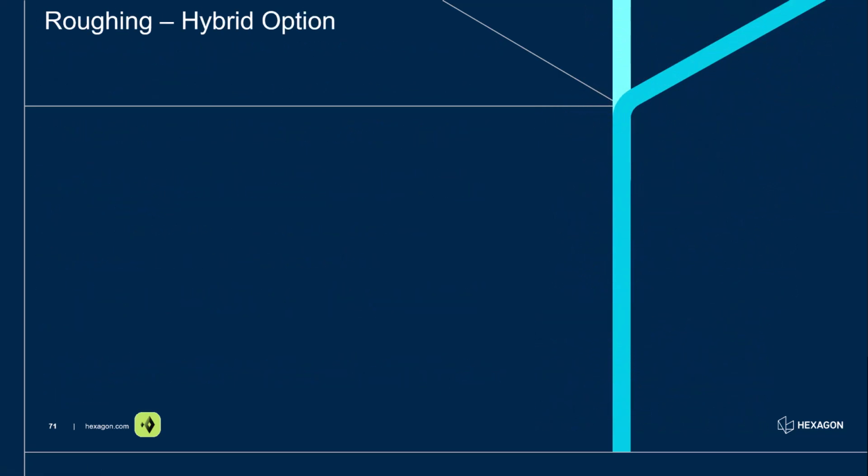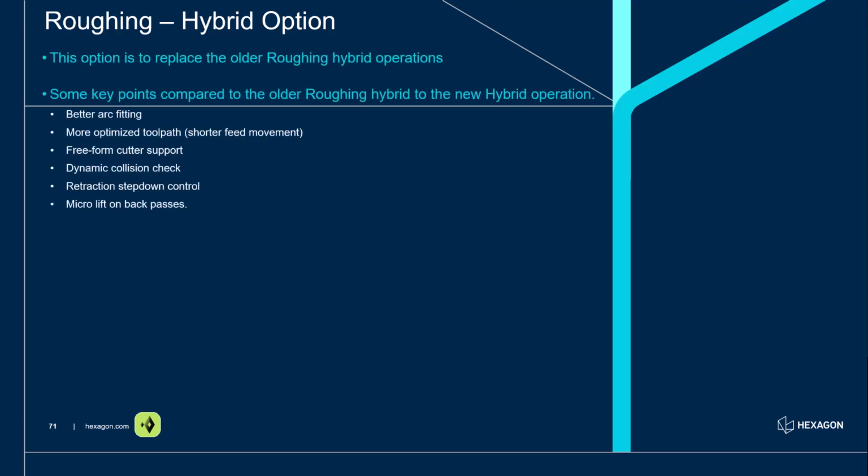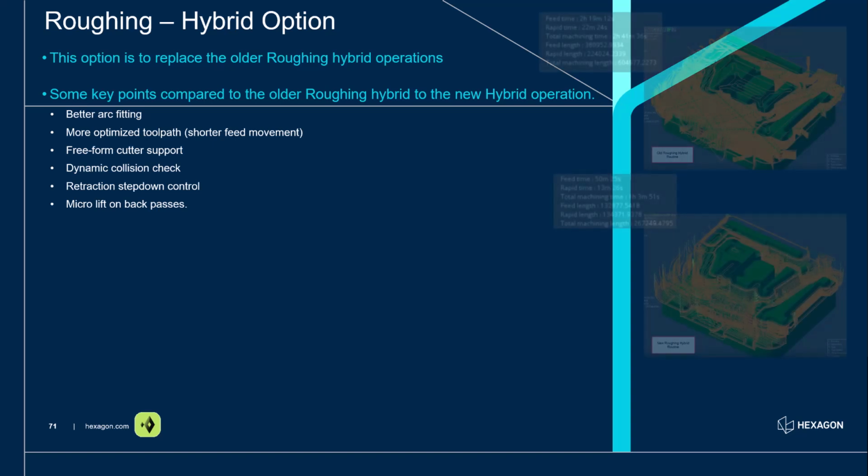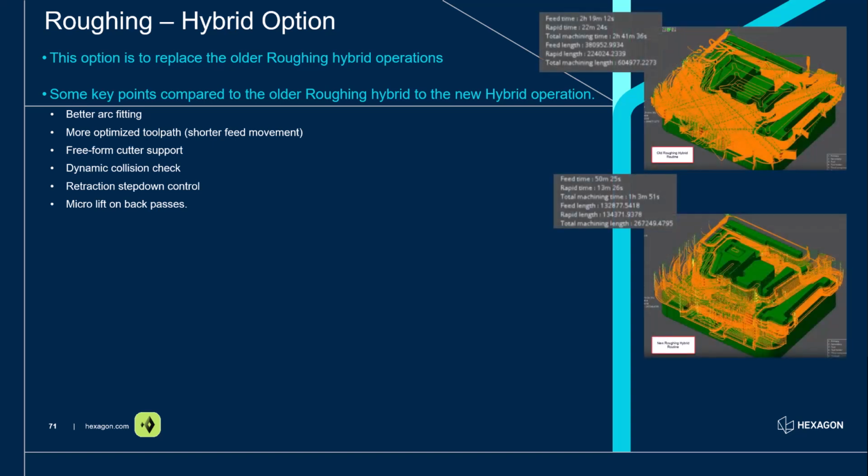Now we're going to talk about the roughing hybrid options. This option has replaced the older roughing hybrid operation, and some key points to focus on between this operation and the older one are as follows: better arc fitting, more optimized tool pathing, freeform cutting support, dynamic collision check, retraction step-down controls, and micro lift and back passes. So, as you can see as well, based on these images, the newer roughing hybrid passing is a lot faster than the older one as well.